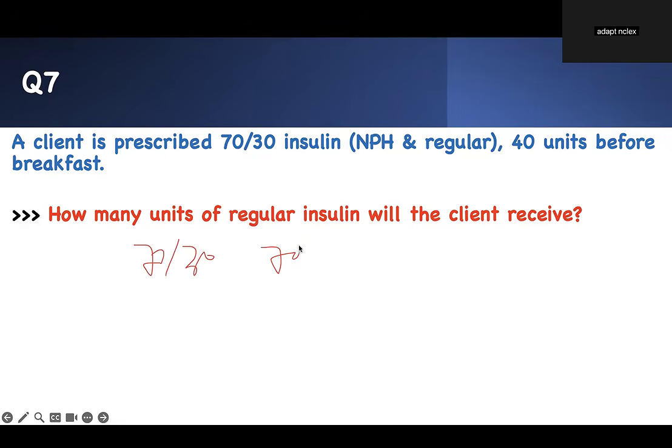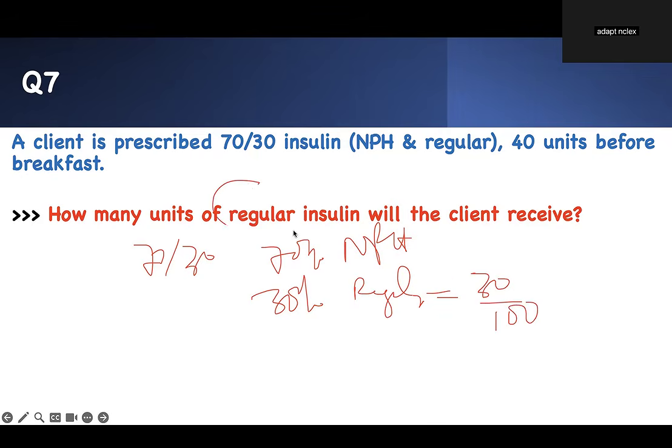That means there is 70% of NPH, right? And there is 30% of regular insulin. All you need to do is to find what? 30% of what? Regular insulin, because the question asks how many units of regular insulin. So 30 over 100 times what? 40. That will give you 12 units.